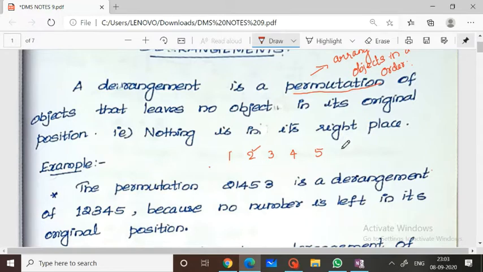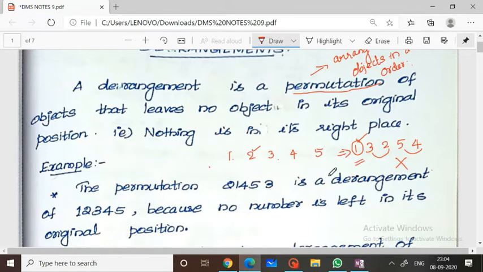For example, 1 2 3 4 5, and I'm writing like this: 1 3 2 5 4. Is this a derangement? No, this is not a derangement because 1 is in the same position. But 2, 3, 4 and 5 are not in the correct position. 2 and 3 are exchanged, 5 and 4 are exchanged, but 1 is in the correct position, which means this is not a derangement.